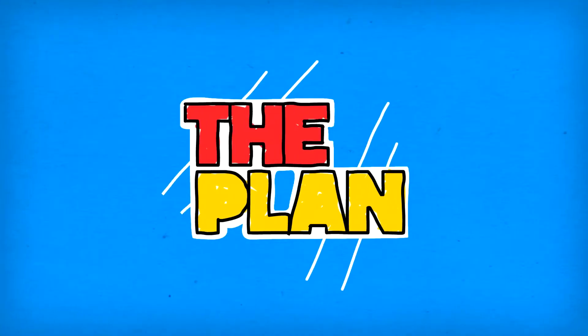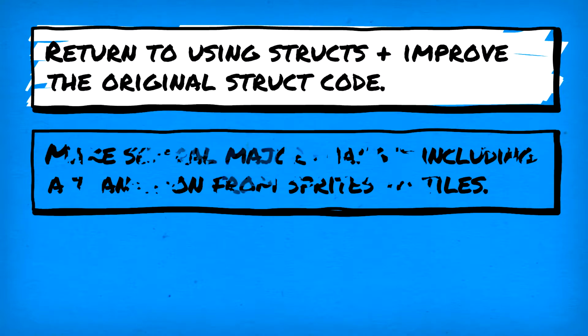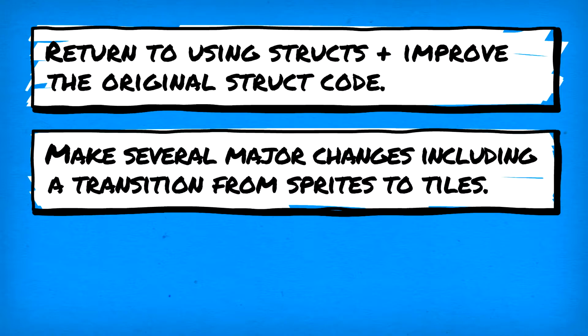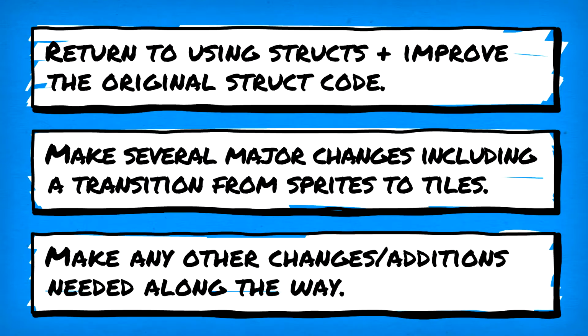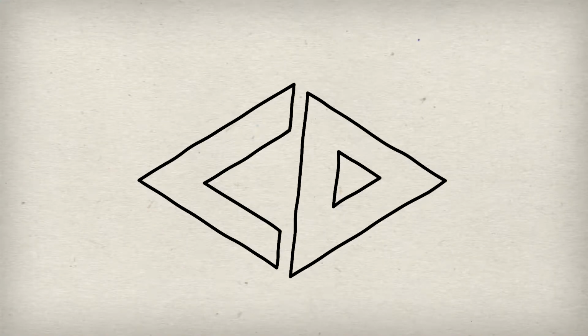Which brings us to today's plan. We will not only be returning to the use of structs, but improving said usage in the process. We'll also be making several major changes to the project, including the switch from sprites to tiles. And we'll make any other accommodations along the way that'll hopefully leave us with a more optimized experience. Sounds like a plan, so let's get to the coding.